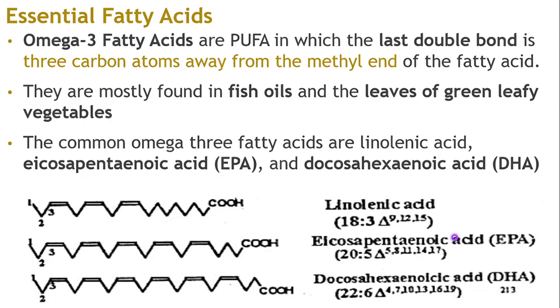The same thing applies to the EPA, which is 20:5. 20:5 means it has 5 double bonds. The same thing applies to the DHA, 22:6. 22 means 22 carbons, and 6 means it has 6 double bonds in the chain, at positions 4, 7, 10, 13, 16, 19. Like I said earlier, they have an interval of 3.